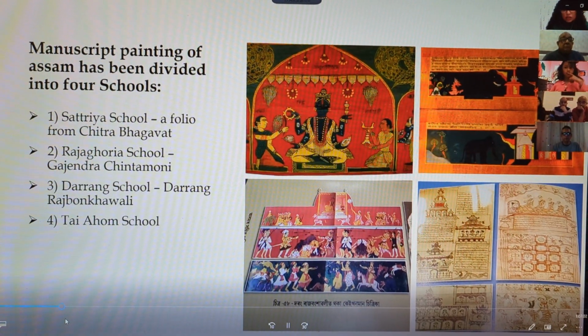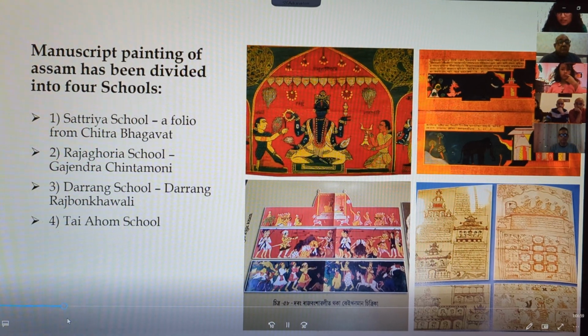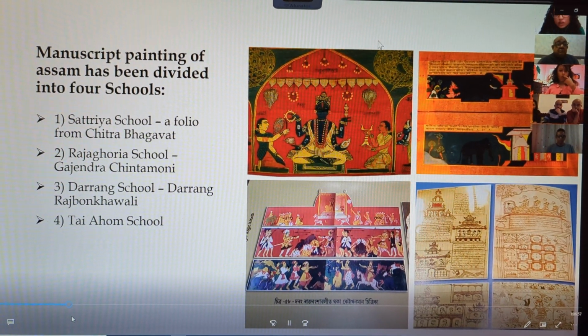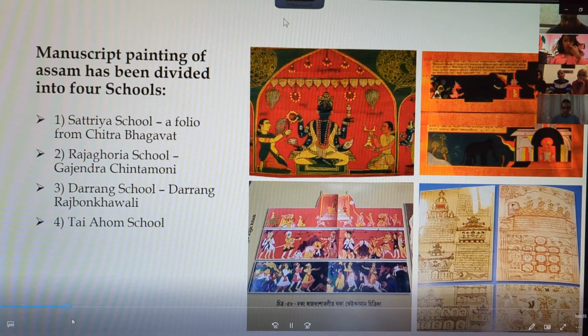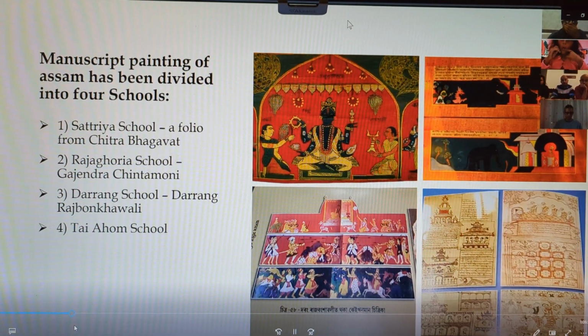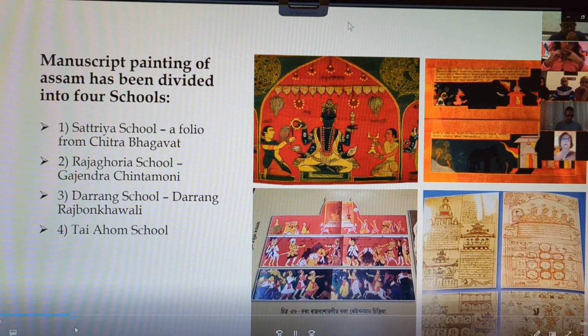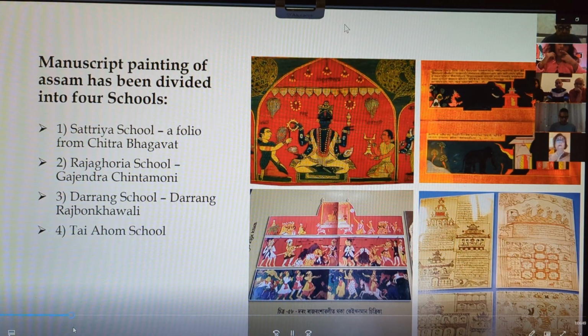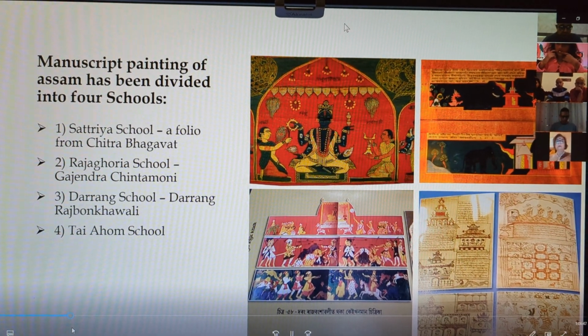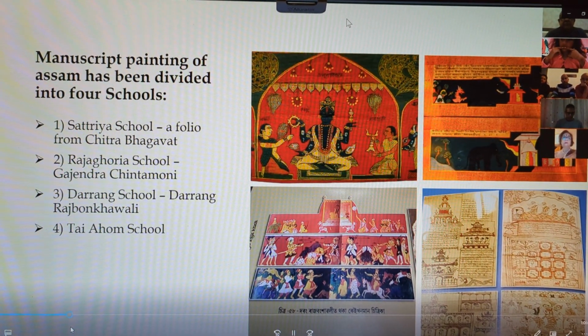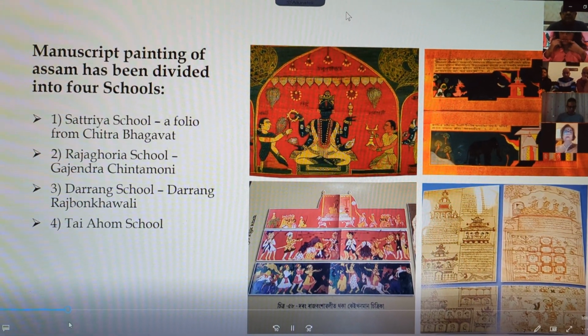So the Assam School of Painting is further subdivided into 4 schools. The first painting is Hotriya School of Painting, and this is from Chitra Bhagavat. So here we draw the curves, and the background is Hengul color, which is vermilion color in acrylics.